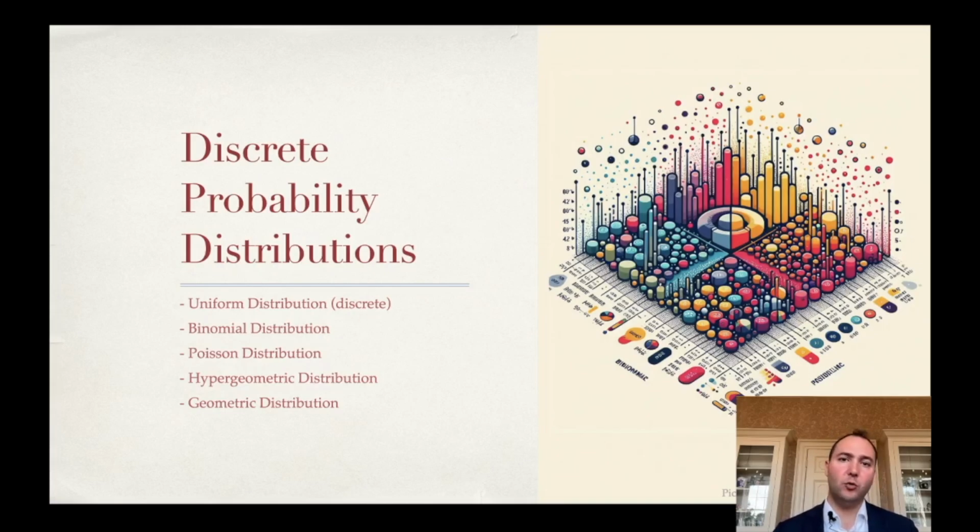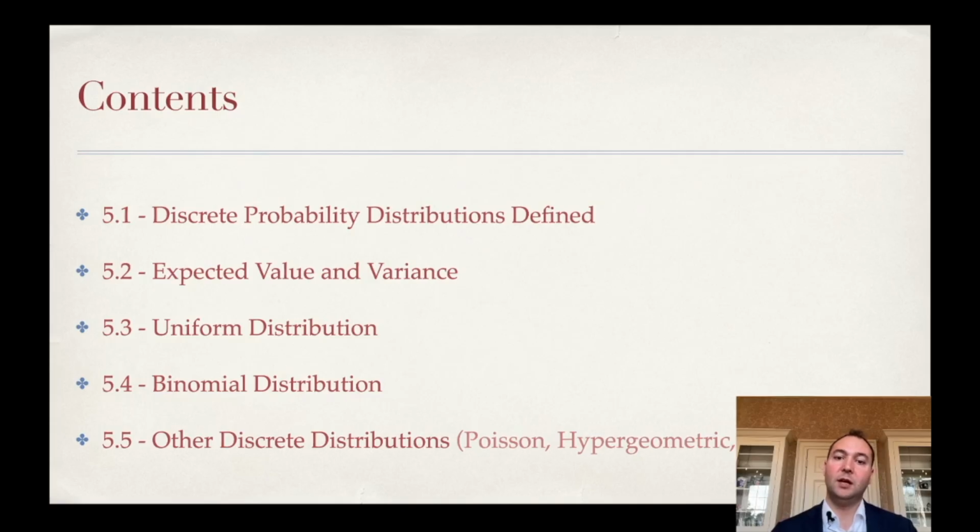So now that we know how to load our own data if needed, let's talk about discrete probability distributions. We're going to cover a few of them today: uniform distribution, binomial distribution, and the Poisson distribution. Hypergeometric distribution and geometric distribution we'll just explain in less detail. So let's get started. What is a discrete probability distribution?